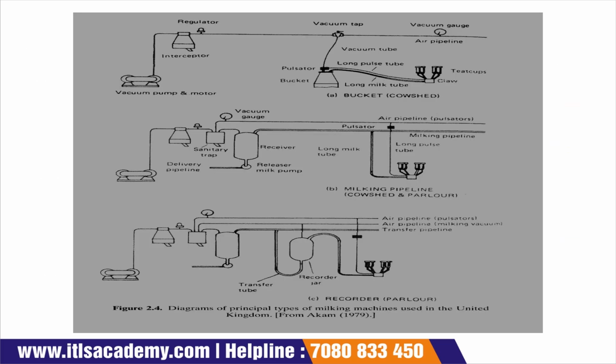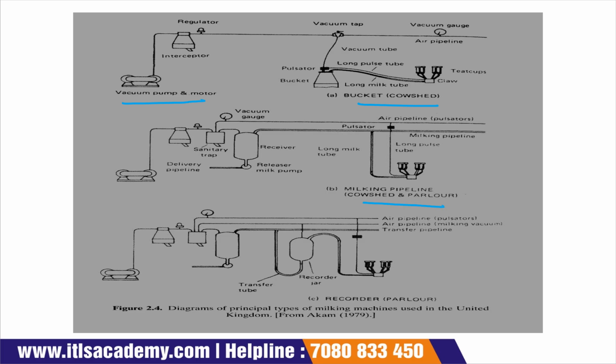So this is the diagram of the principal types of milking machine used in the United Kingdom. The first one is your vacuum pump machine. This is your bucket cow shed machine. This is your milking pipeline and cow shed parlor.